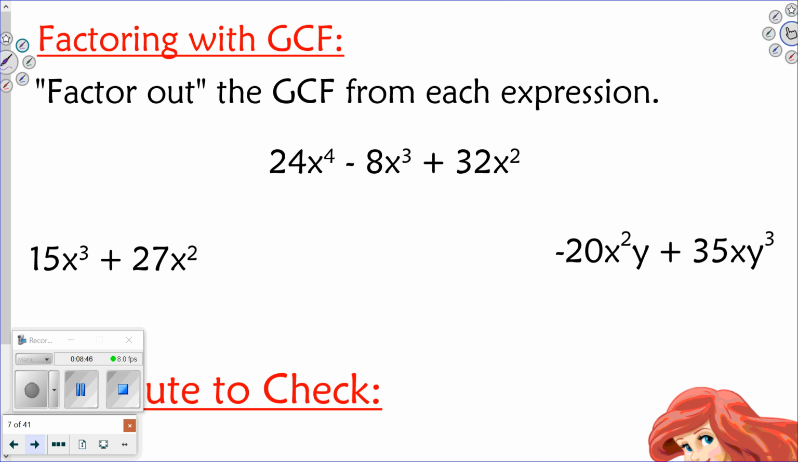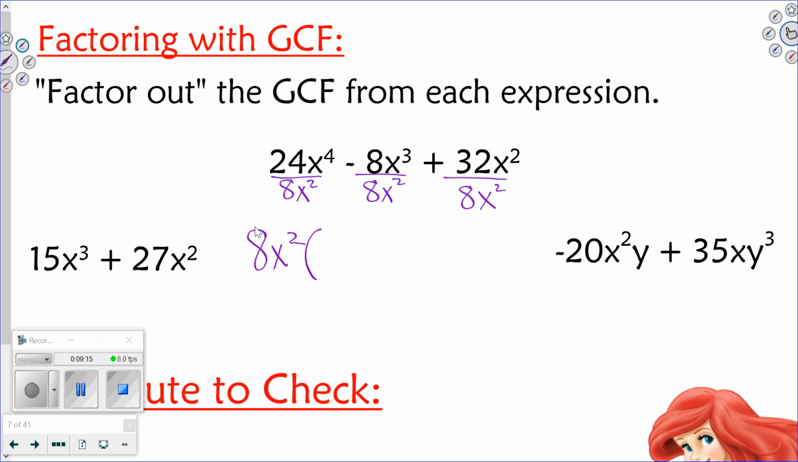24x to the 4th minus 8x cubed plus 32x squared. What is the biggest number that goes into all of them? Oh, very nice. 8x squared. So 8 is the number, and they all have at least an x squared, right? Take as much as I can from all of them. And again, if it helps you, you can write this underneath. I'm dividing out 8x squared from everything.